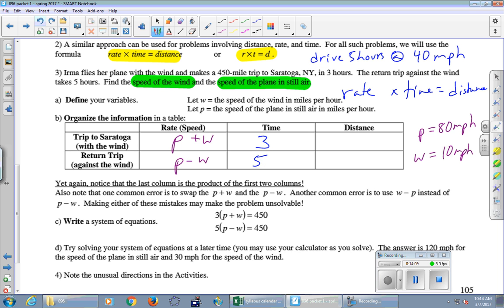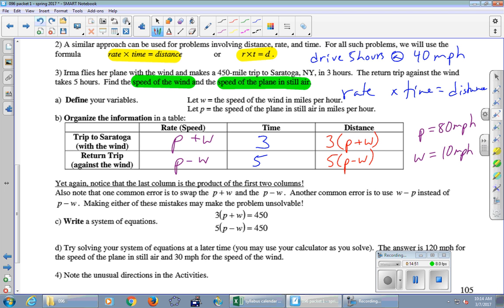Okay, the last column, let's fill in. We're going to do exactly the same technique that we've done over and over again. We know that the rate times the time is distance. We are after the distance, so we're just going to do the rate times the time. I'll put the 3 first, times P plus W. Those parentheses are mandatory. And then the last spot, what's in the last spot? 5 times P minus W. That's good there. Right? So again, the last column is the product of the first two.